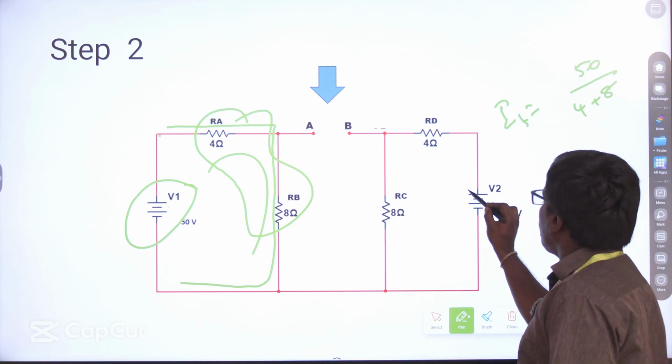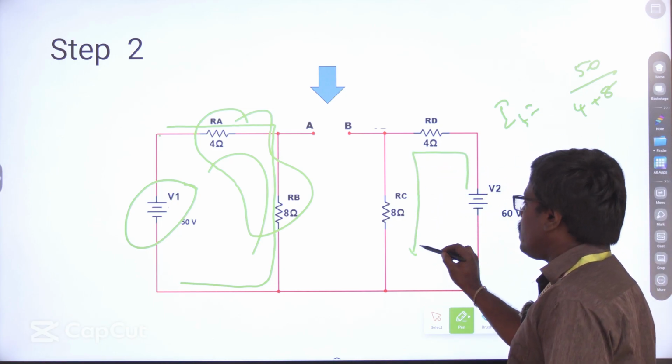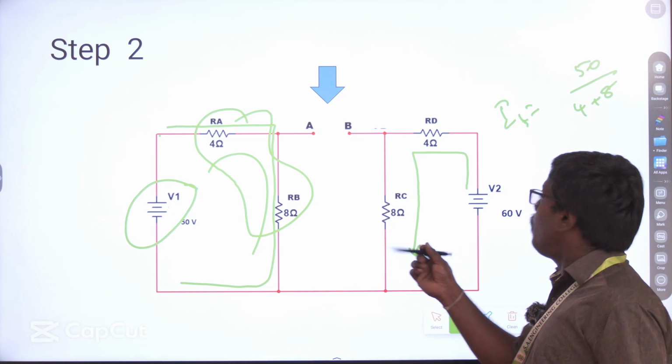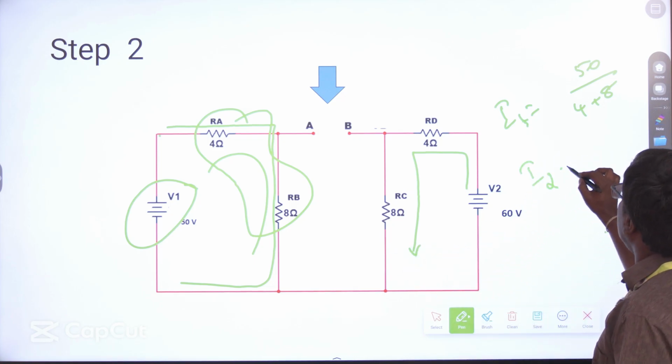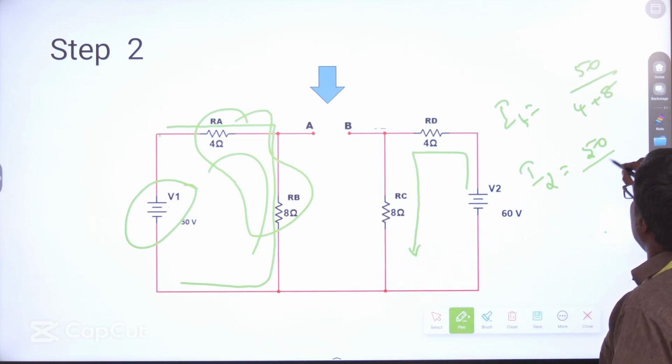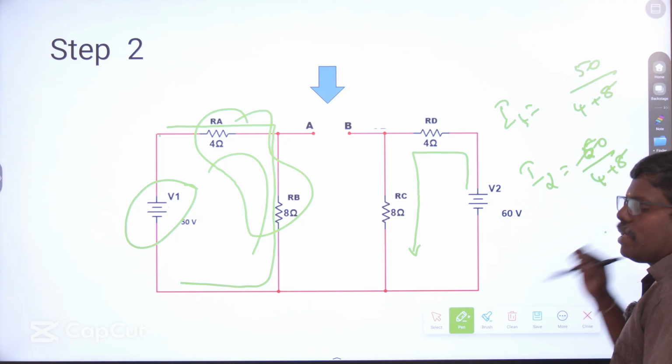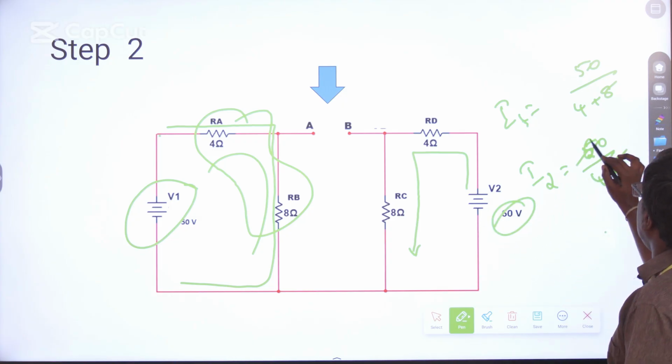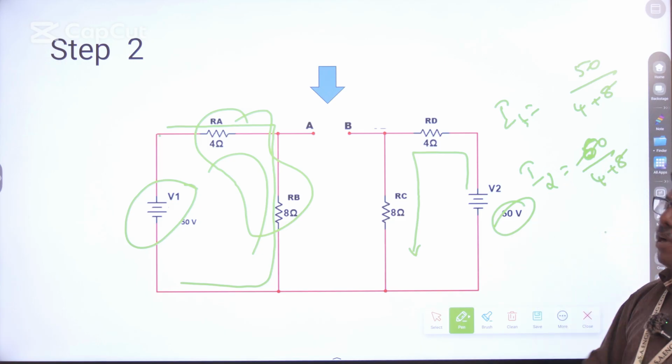Okay, now see here also, the resistances are in series. So no current is splitting here. So I can write I2 is equal to 50 divided by 4 plus 8. So 60 divided by 4 plus 8. What is the voltage source here? 60. 60 divided by 4 plus 8.